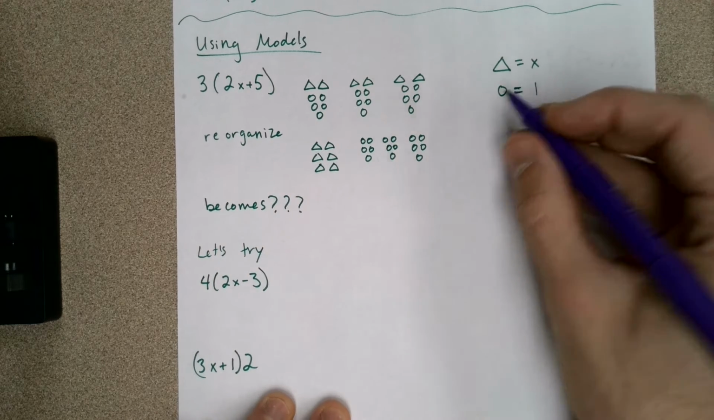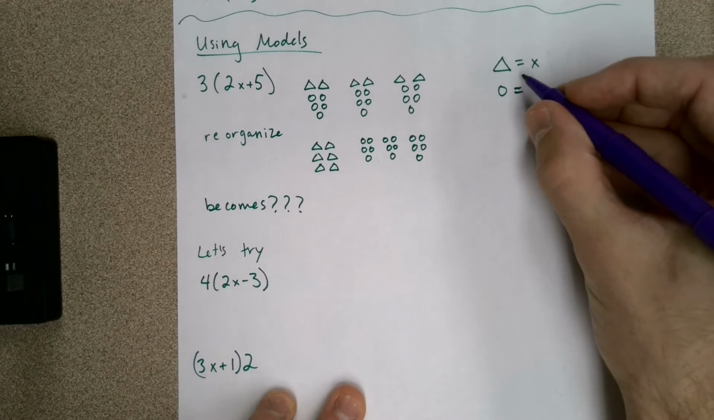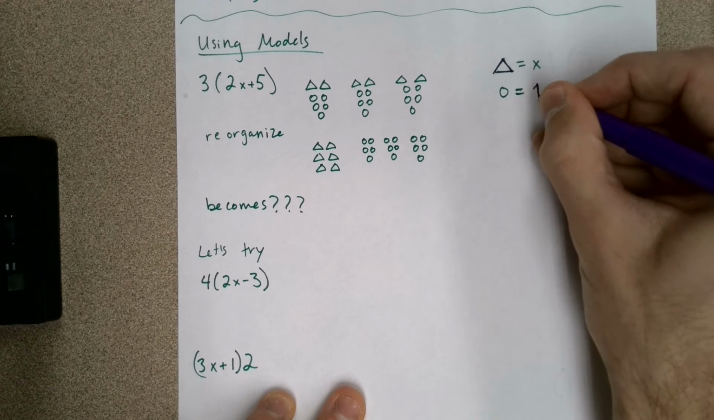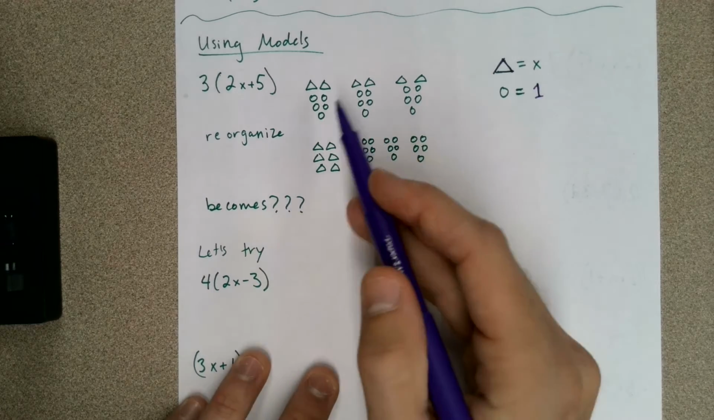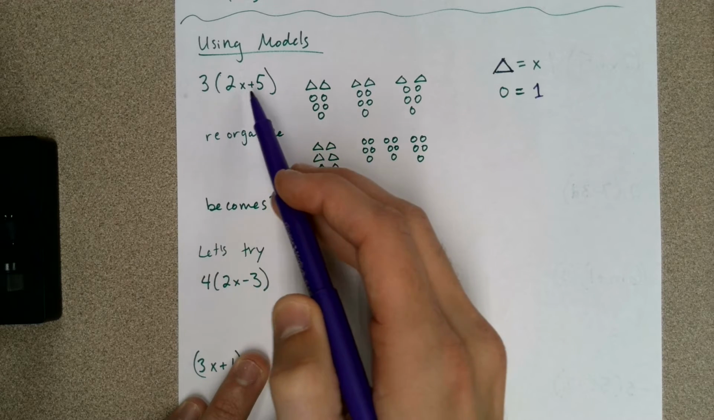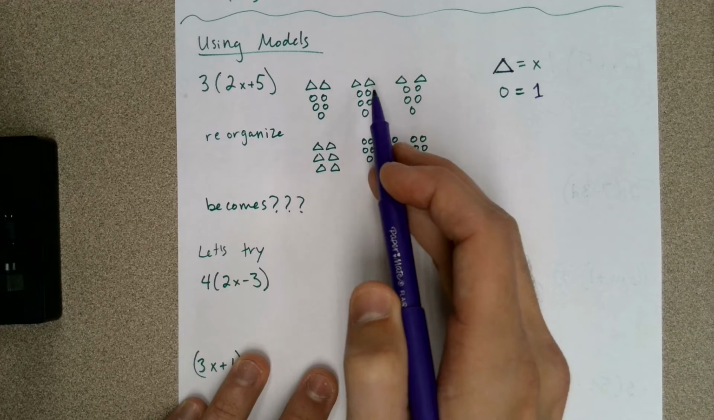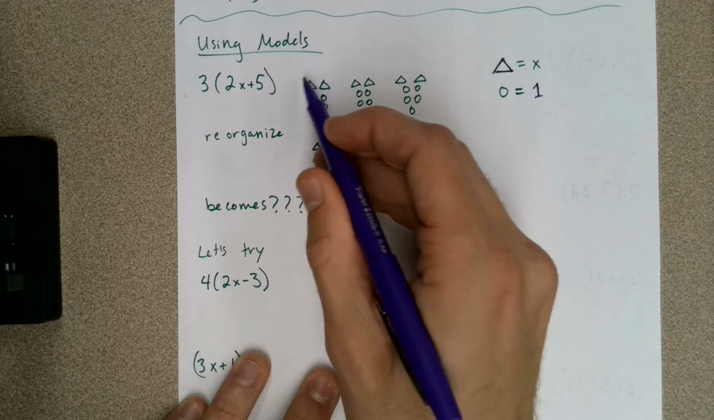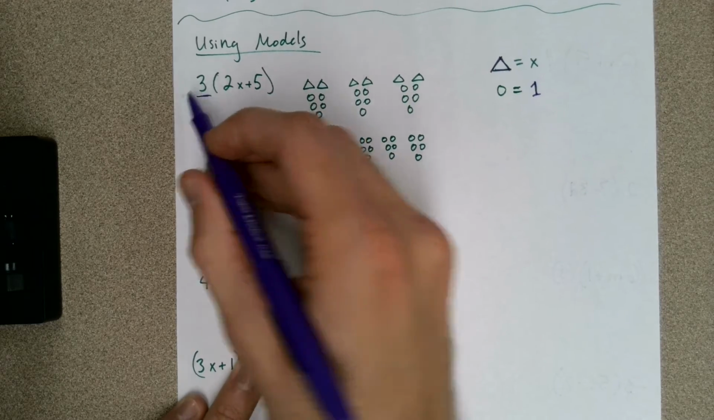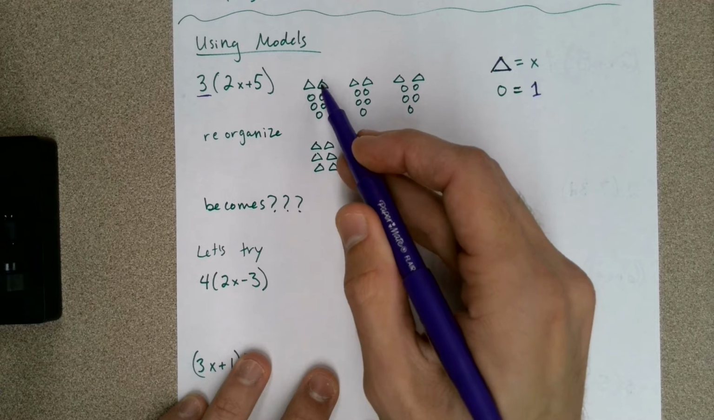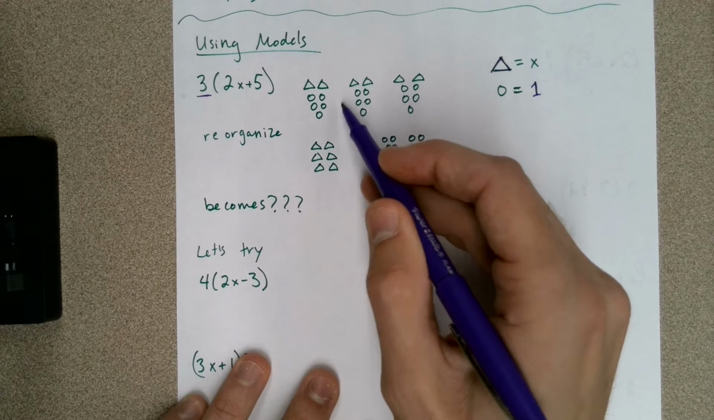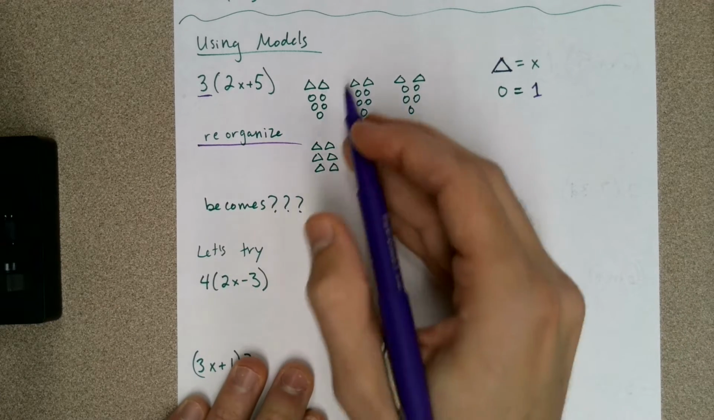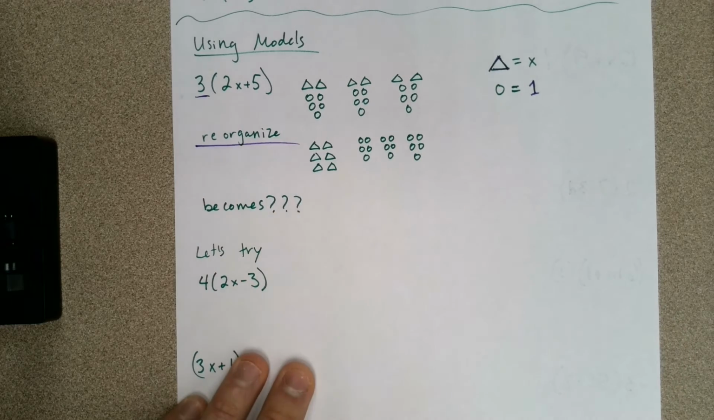Now over here I made a little model. As you can see, I started drawing it already. And I said that triangle equals x, circle equals 1. So what I did is I did 3 times 2x plus 5. So I have 2 x's in each one and plus 5 1s. So these represent my 5 1s. These represent my 2 x's. I did that 3 times because we're multiplying by 3. So as you can see here, I have 2x plus 5 once, 2x plus 5 twice, 2x plus 5 3 times. I reorganized, put all my x's together, put all my 1s together, and it becomes what?